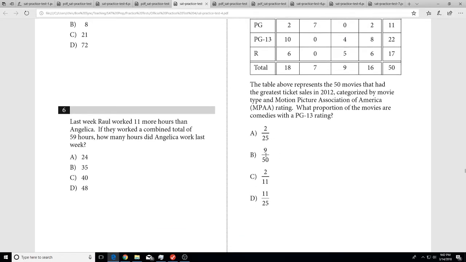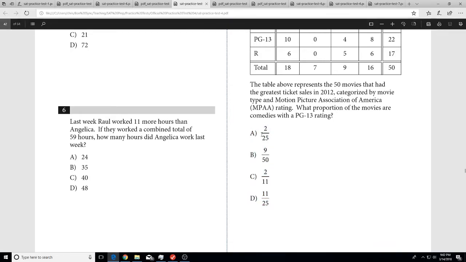Well, you look down here, you don't see 4 out of 50, but 4 out of 50 reduces down to 2 over 25. So sometimes I've seen them make you reduce the fraction, other times I've seen it where they do not make you do that.